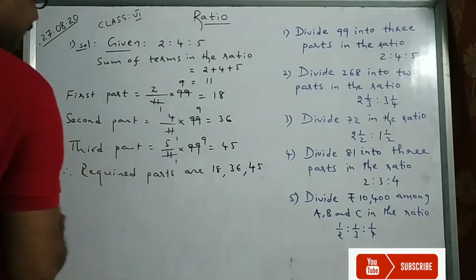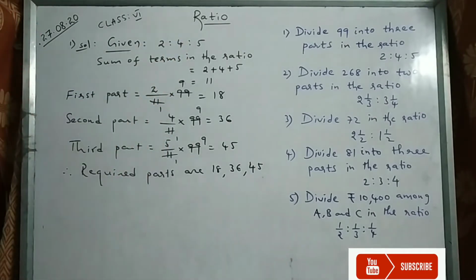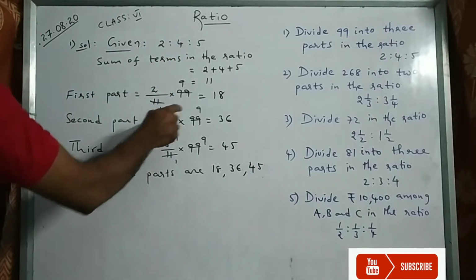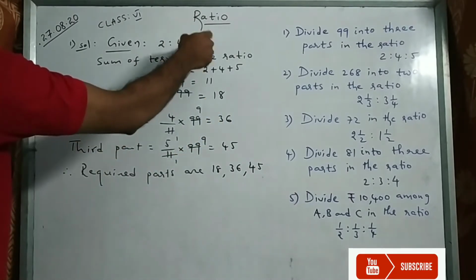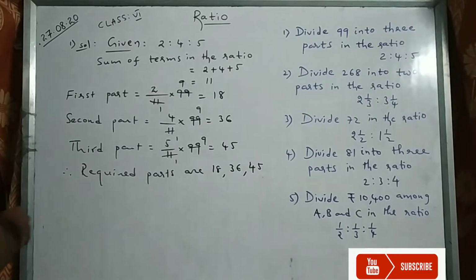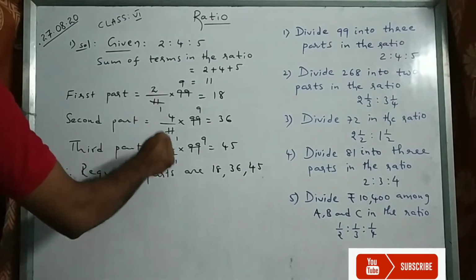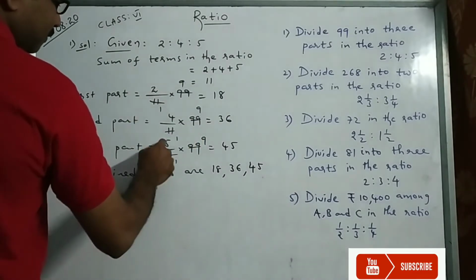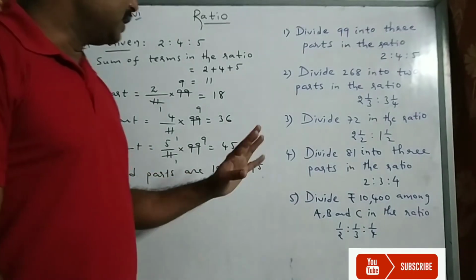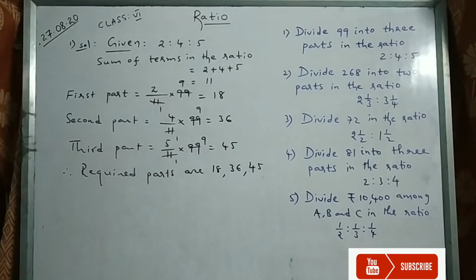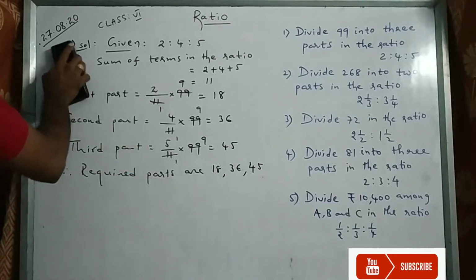Second part, how do you get? What is the second term in the ratio? 4 by 11 into 99, 36. Third part means what is the third number in the ratio? 5 by 11 into 99. 5 nines are 45. So what are the required parts? This. Same procedure for all these problems. So let me explain. It will be easy for you. Okay? Second question I will see.